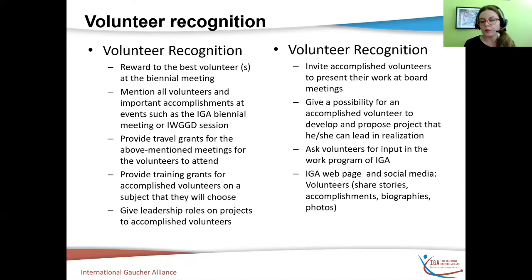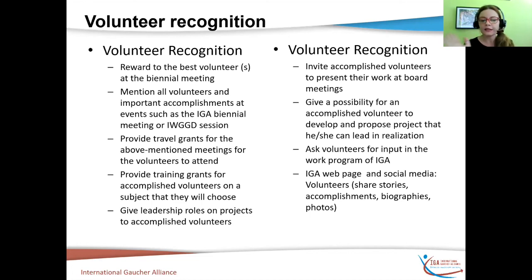We also promote people, as I said. We share stories, accomplishments, biographies, and photos. I actually did a poster presentation at the conference for the International Working Group for Gaucher disease in front of doctors and researchers. And I'm going to do one at the European Conference for Rare Diseases. I have my poster there too. You will probably see it, hopefully, if I manage to get the technology right in there.